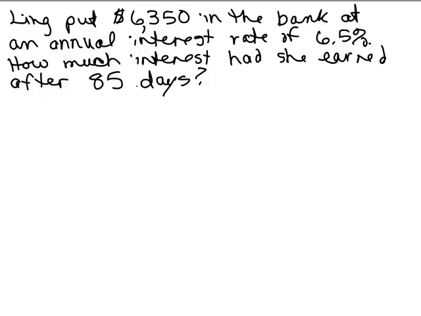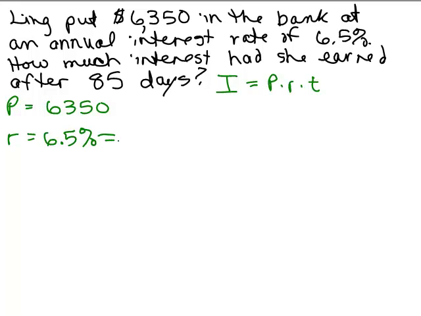So remember, we're going to use interest equals principal times rate times time. And our principal is how much money she put in the bank, so let's just put 6350. Now the rate is 6.5%. You want to write that as a decimal. So 6.5% is 0.065. And the time, it's given in days. Remember, T in this formula talks about years, so we have to do 85 days out of 365 days a year.